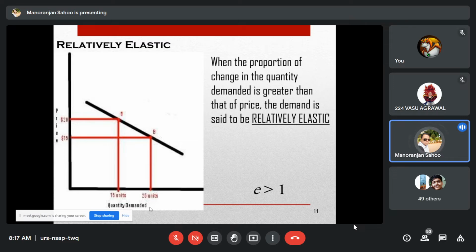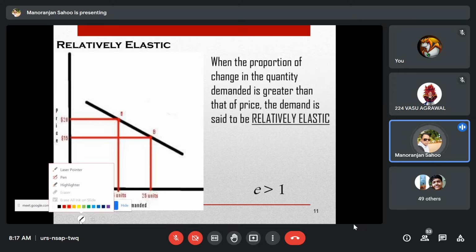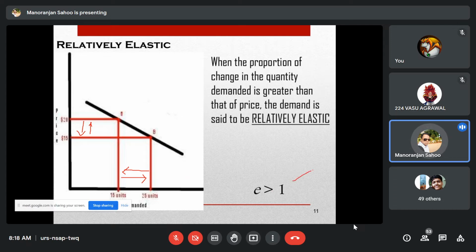So the change in the price will be less, but the change in the quantity demanded will be more. So for a reduction or increment in the price, the demand is changing by more. Therefore, the demand curve is relatively flatter, and the elasticity value will be greater than 1. We always take the modulus value of the elasticity.